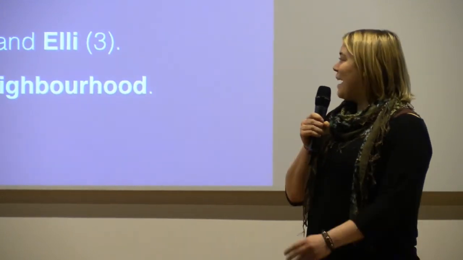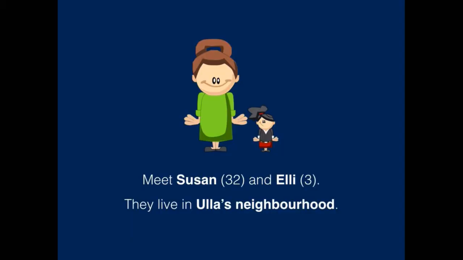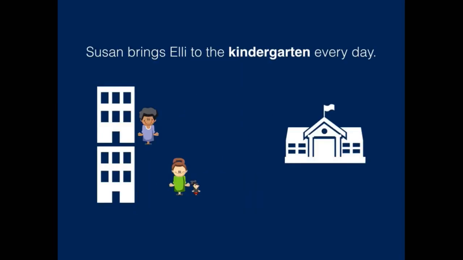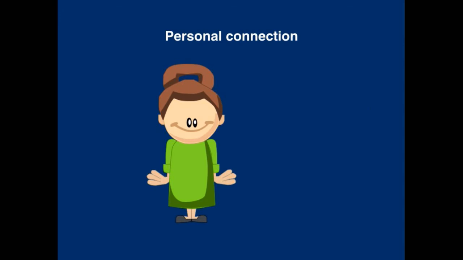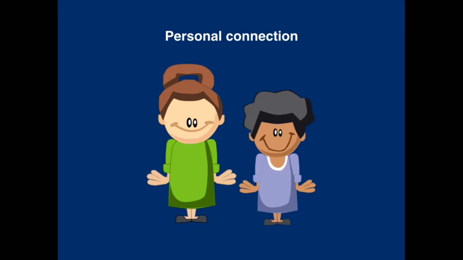So now let's meet Susan and Ali. They also live in Ola's neighborhood, and every day they go to the kindergarten together. So how can we match that? One day, small Ali brings a small letter home that introduces the system to her mother. The mother goes to the website or the app, and she finds that in her neighborhood, several older people currently need food delivery on several days. So she finds Ola and connects to her personally. Together they develop a plan for how they can help each other and work together. So they plan a schedule.